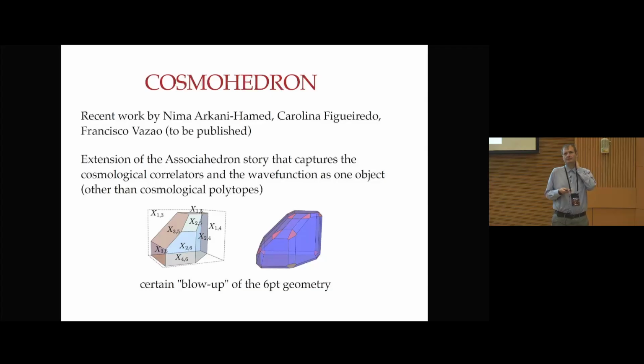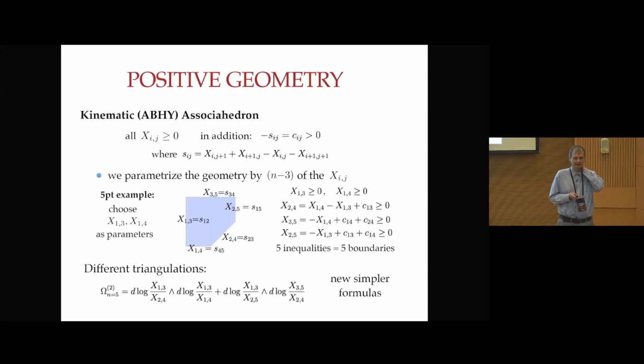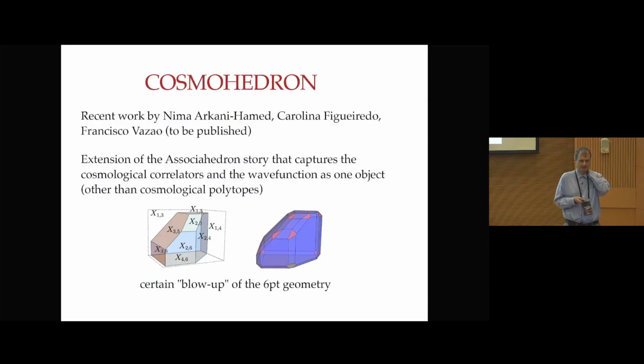Okay, so that's the associahedron story. Any questions about that? So basically, it's about choosing the right variables, and then you define certain conditions, certain inequalities in these variables. You get some object, and the canonical form for this object, for this associahedron, gives the tree-level phi cube amplitude. Okay, there are no questions.